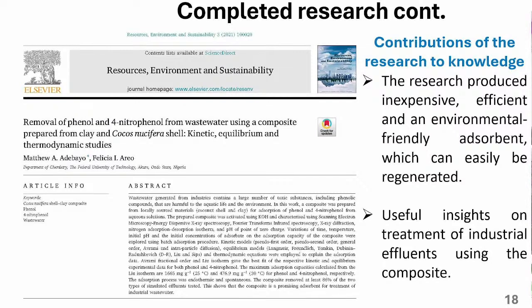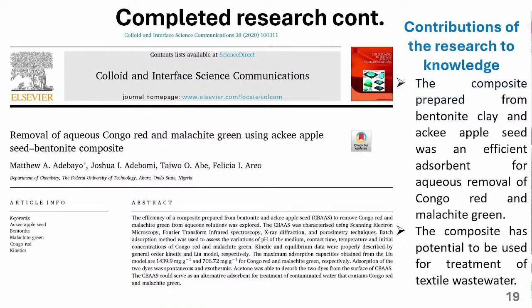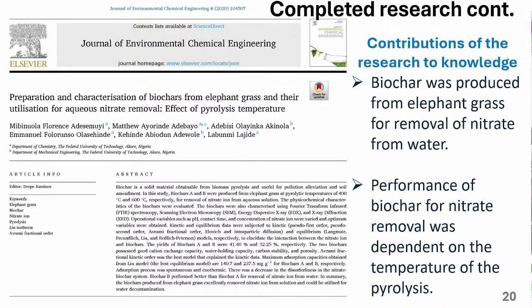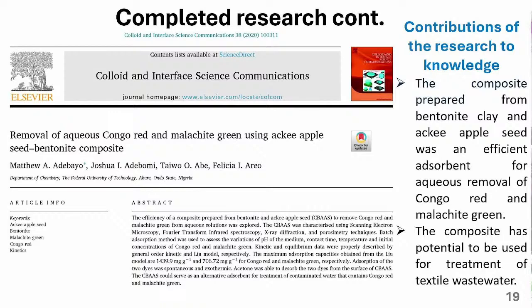Then this is another research that reported the removal of Congo red from aqueous solution using Hake apple seed and bentonite composite. We look at these materials; they are readily available. So they are not waste, they are not only byproducts, but they are starting materials for us. And they are good precursors by which excellent adsorbents can be prepared. And the composites produced from these raw materials can be used effectively for water treatment.